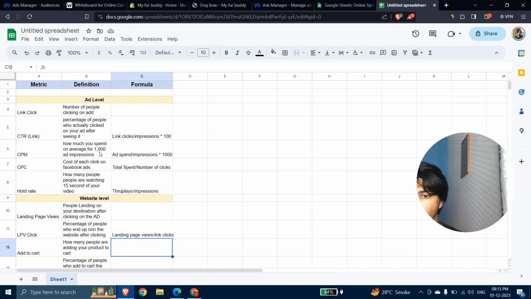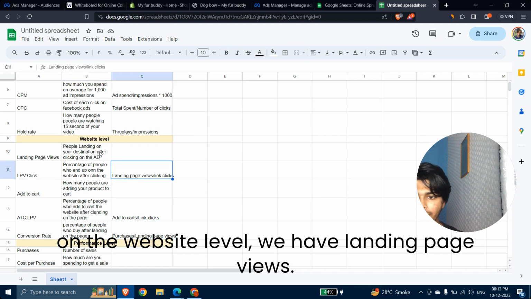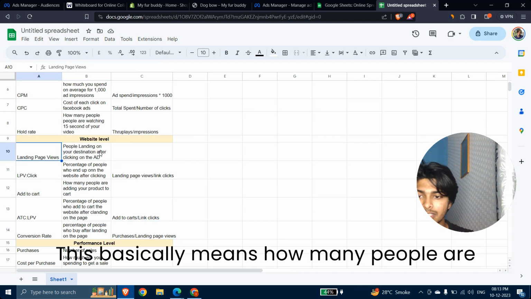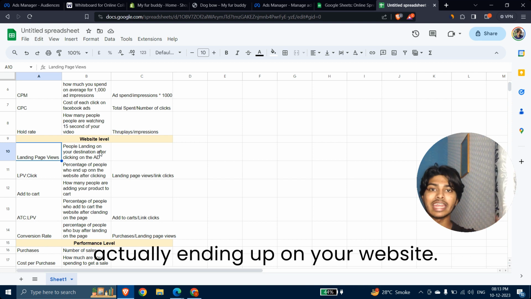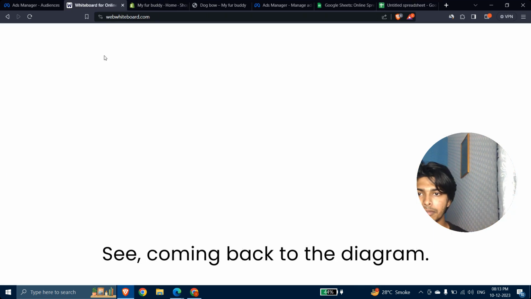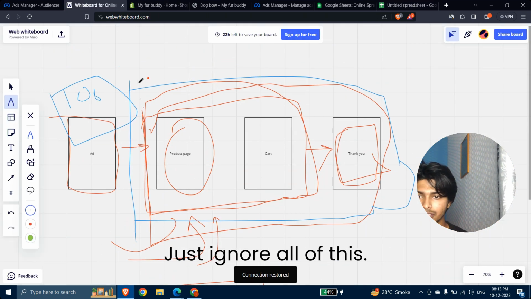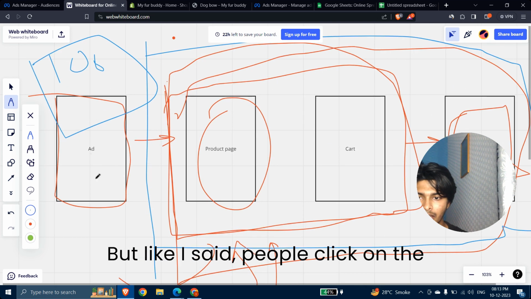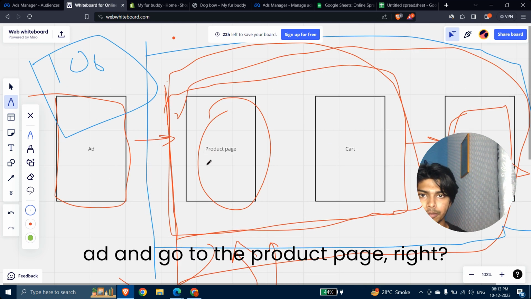On the website level, we have landing page views. This basically means how many people are actually ending up on your website. See, coming back to the diagram, just ignore all of this, but like I said, people click on the ad and go to the product page, right?